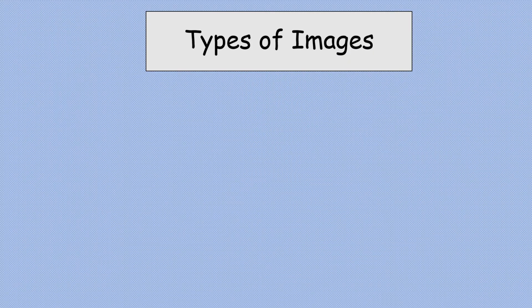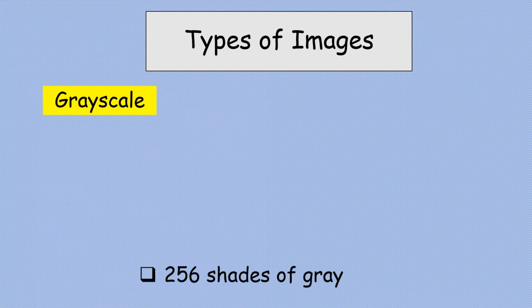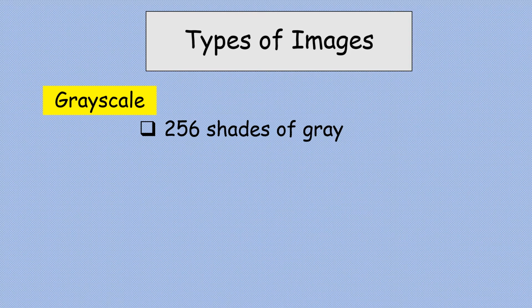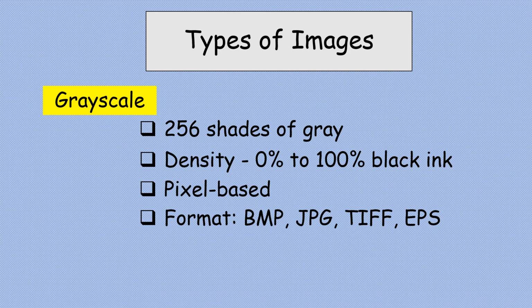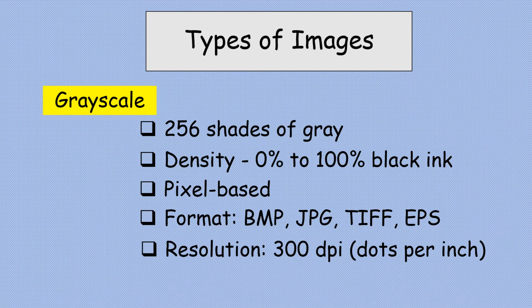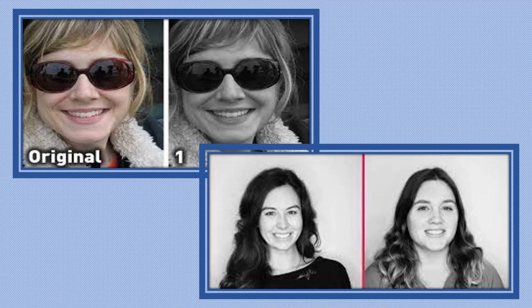After the line art, let's have the grayscale. The grayscale image has up to 256 shades of gray. Grayscale images are results of the density of ink from 0% to 100% black ink. They are also pixel-based and can have a file format of BMP, JPG, TIFF, or EPS. The standard resolution is 300 dpi, or dots per inch. Here is the example of the grayscale image type.